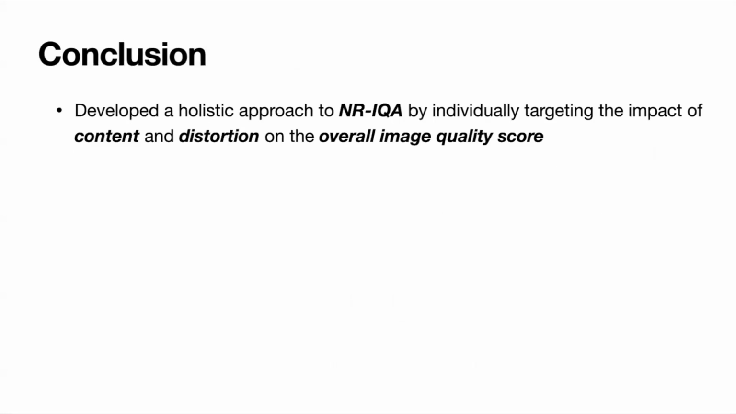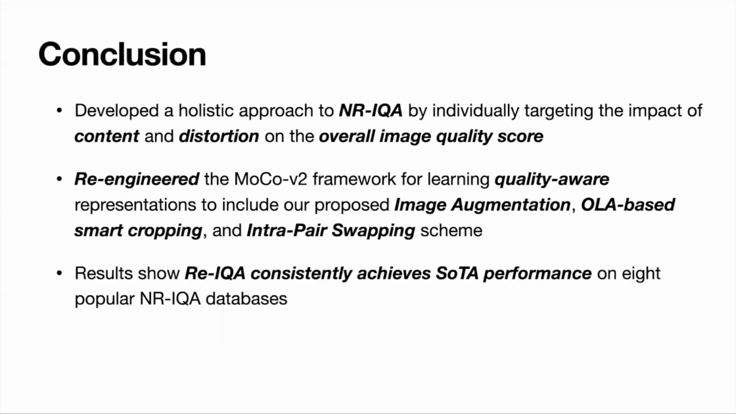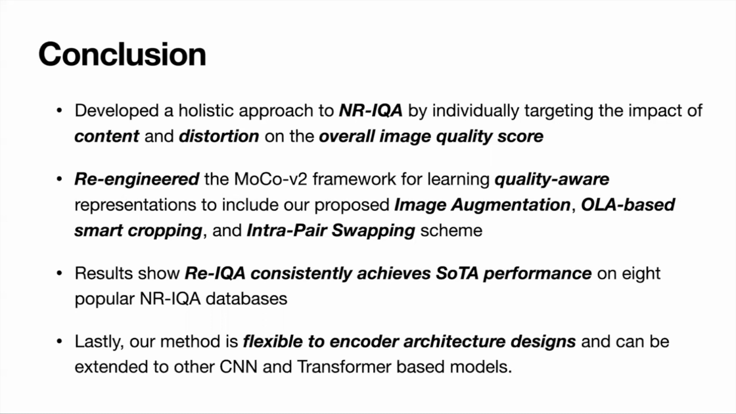So in conclusion, we developed a holistic approach to NR-IQA by individually targeting the impact of content and distortion on the overall image quality score. We re-engineered the MoCo V2 framework for learning quality-aware representations by including our proposed image augmentation, overlap area-based smart cropping, and intra-pair swapping scheme. Results show that RICA consistently achieves state-of-the-art performance on 8 popular NR-IQA databases. Lastly, our method is flexible to encoder architecture changes and can be extended to other CNN and transformer-based models.